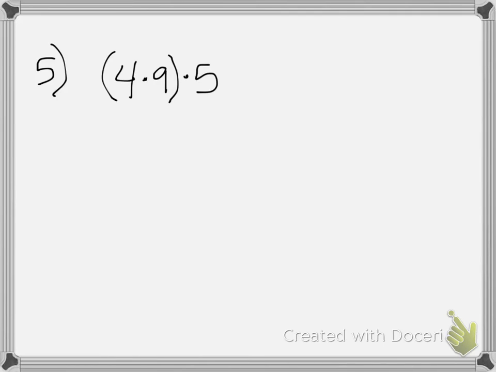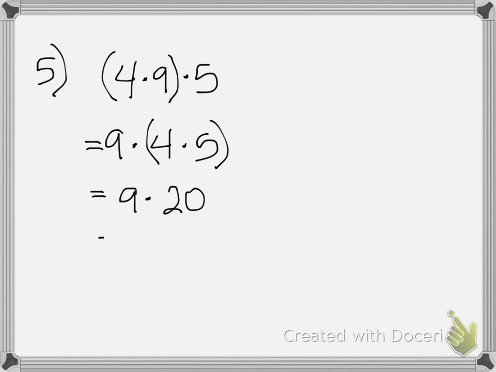So I'm going to rewrite this problem using the commutative property of multiplication. And so we can say 9 times 4 times 5. Then we can use the associative property to group the 4 and the 5. And then we can multiply within the parentheses. So this gives us 9 times 20. Now if we count by 20s 9 times, 20, 40, 60, 80, all the way up, you get 180 as your final answer.